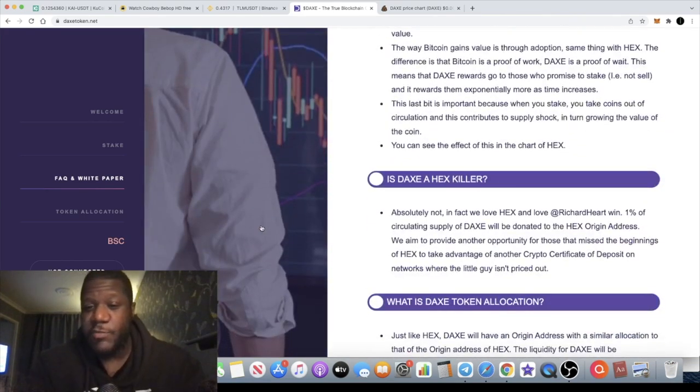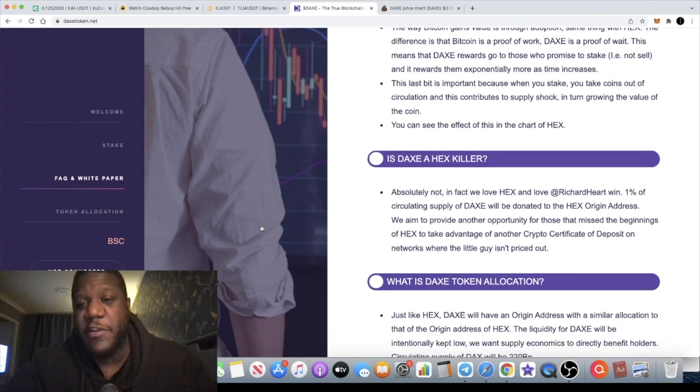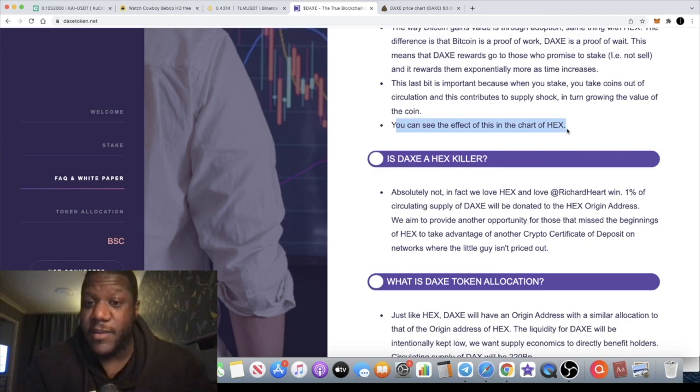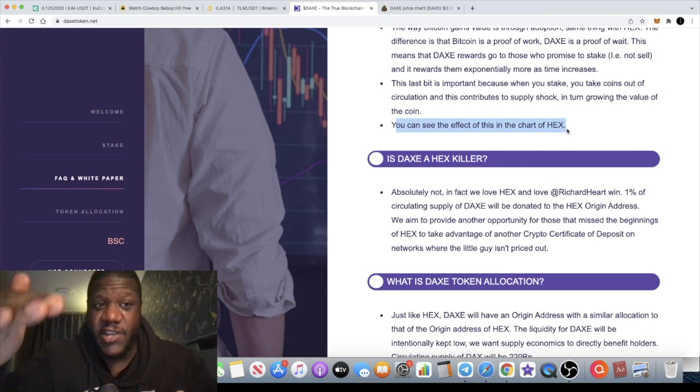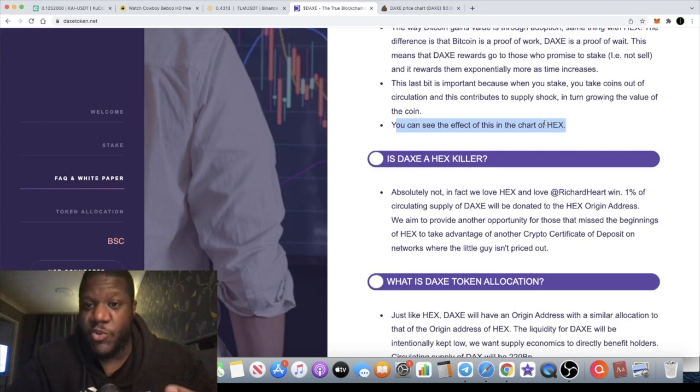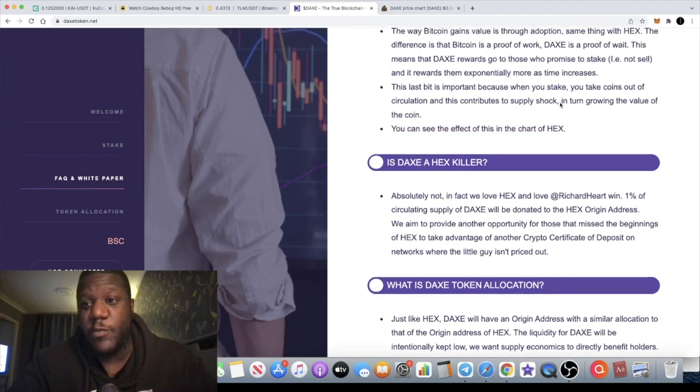Truth be told, with any token, when it's deflationary or coins are being taken out of supply by staking, for example, like a certificate of deposit, okay, guys, you're going to see that on the chart. You're going to see the price action going up as more people stake. All right, guys, so there's definitely a lot of room for this to grow.